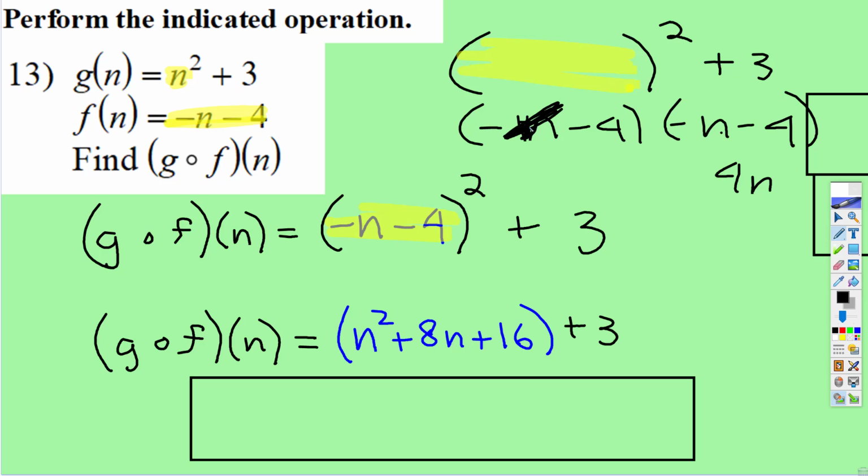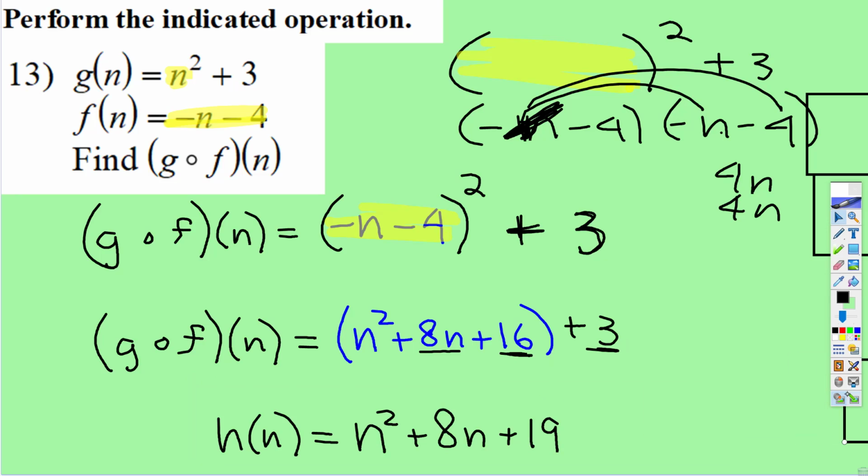Now we've taken care of that. Well, this negative 4 times this negative n is another 4n. So that gives us positive 8n. And then negative 4 times negative 4 is 16. But we can't forget, we have to add the plus 3. Well, the 16 and 3 can be added together. So our final new function, h of n, will be n squared plus 8n plus 19. And I think that is all.